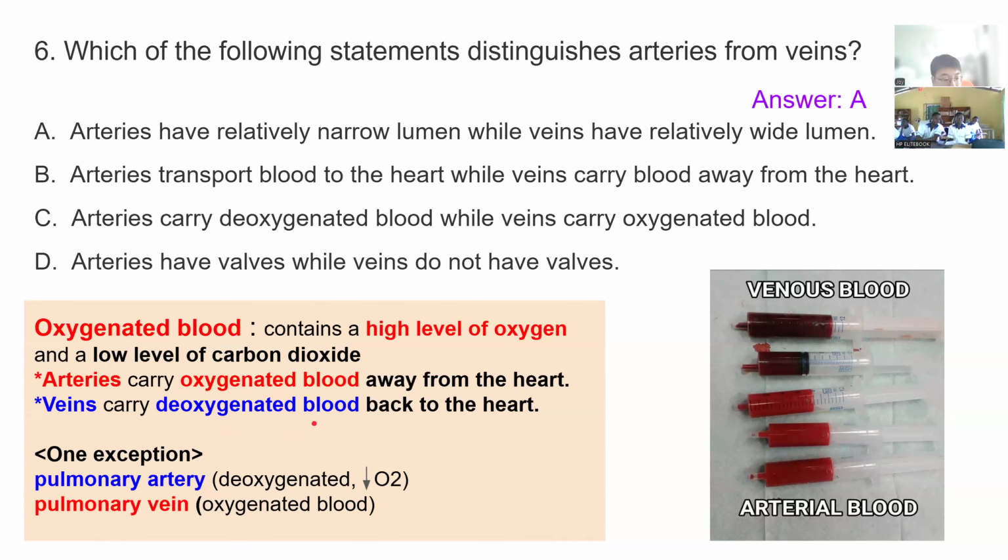But there is one exception, which is the pulmonary arteries and veins, because arteries are still blood vessels that go away from the heart. But what goes away from the heart there is deoxygenated. And what returns to the heart is oxygenated from the lungs. So that is the only exception. So venous blood, which lacks oxygen, looks like this, and arterial blood actually looks bright red because it is oxygen rich. You can see even by the colors.